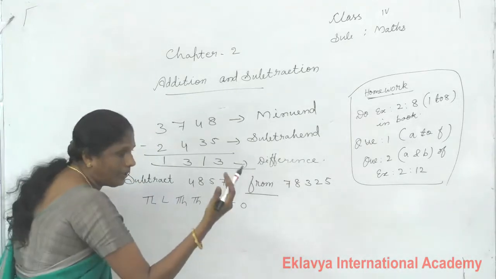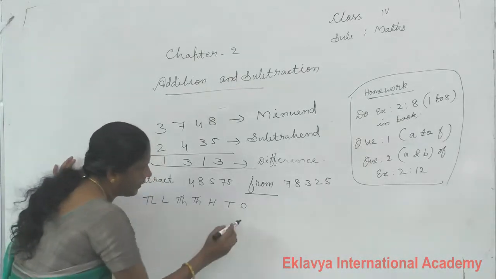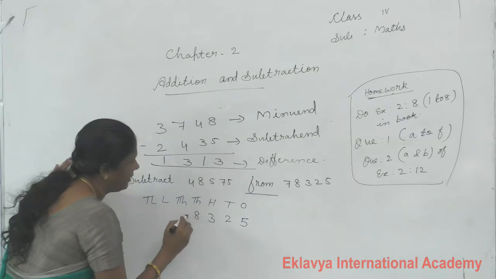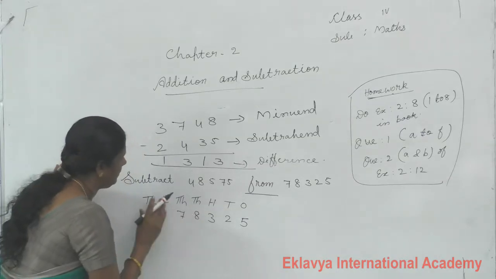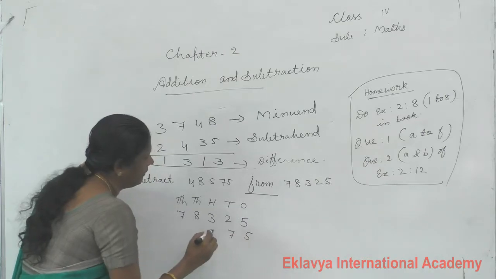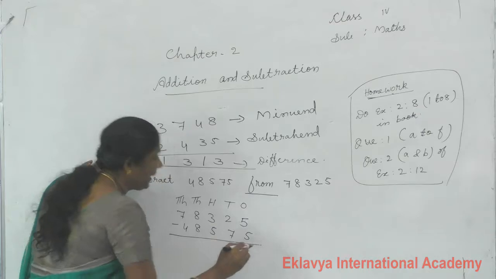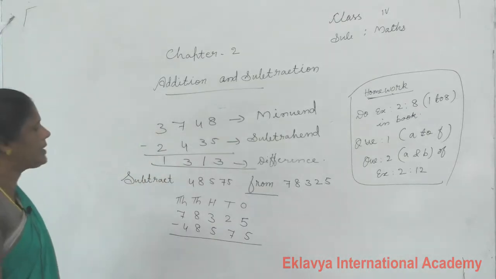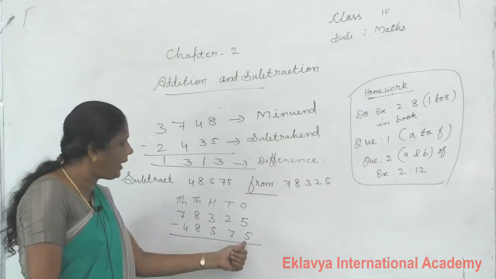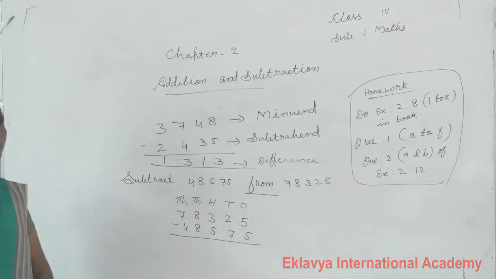Then you write in ones place. Start with the ones place. 5, 2, 3, 8, 7. Here 5, 7, 5, 8, 4. Then subtract this number. Okay, we start with the ones place. 5 take away from 5.